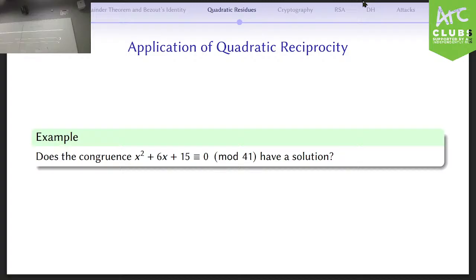Why is it useful? Let's do a question. Does the congruence x squared plus 6x plus 15 is congruent to 0 mod 41 have a solution? If you want to give it a try, sure, but I'm probably just going to go through it. Okay, I guess you can have a think.